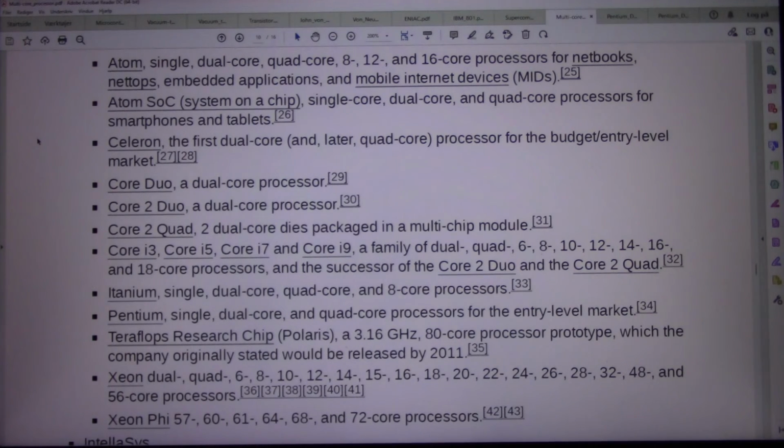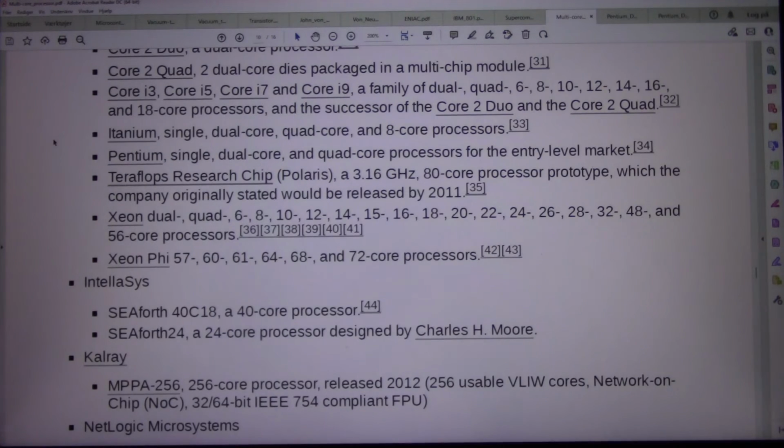27, 28. Core Duo, a dual-core processor. 29. Core 2 Duo, a dual-core processor. 30. Core 2 Quad, 2 dual-core dies packaged in a multi-chip module. 31. Core i3, Core i5, Core i7 and Core i9, a family of dual, quad, 6, 8, 10, 12, 14, 16 and 18 core processors, and the successor of the Core 2 Duo and the Core 2 Quad.